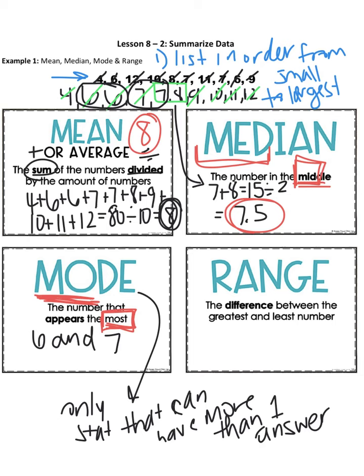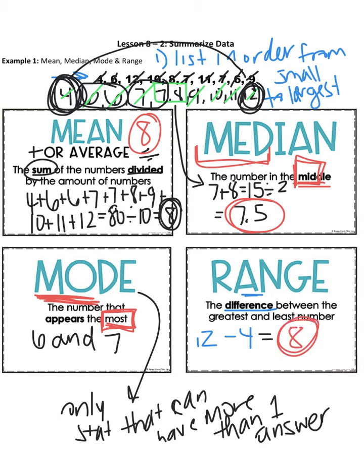And then finally, the range. The range is the difference, so that's subtraction, between the greatest and least number. Our greatest number is 12, and our least number is 4. So we do 12 minus 4, or we can think, how far would it take me to go from 4 to 12 on the number line? That's our range. I do 12 minus 4, I get 8. So the range of my data is 8. To go from 4 to 12, I'd have to move 8 steps on the number line.